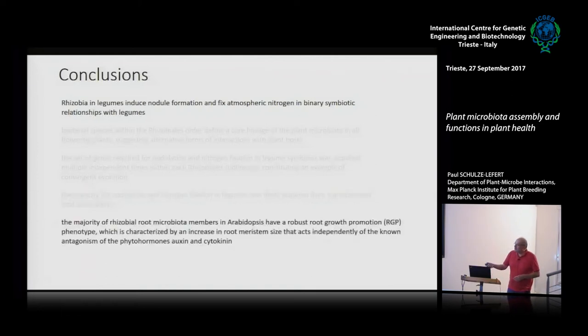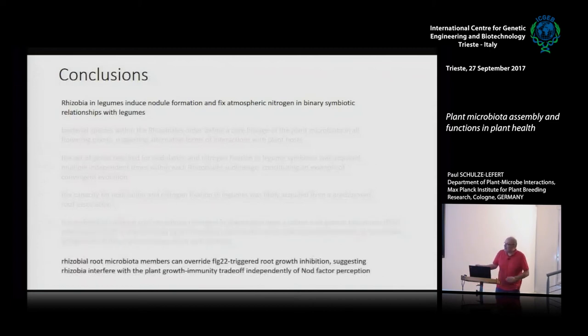The majority of rhizobial root microbiota members have a robust root growth promotion phenotype, which is characterized by an increase in root meristem size, and that acts independently of the known antagonism of these two phytohormones, auxin and cytokinin, that normally control root growth. And last but not least, these rhizobia can interfere with the plant growth-immunity trade-off, which is really a remarkable property that we now need to understand molecularly.